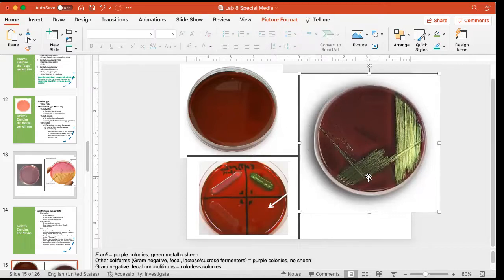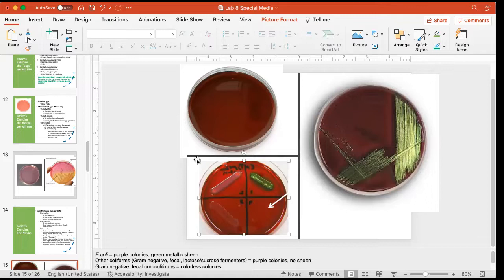Take a look at this growth. I think it's pretty obvious, right? This is what I mean by green metallic sheen. You can't even really see the purple color on these colonies because the green is so apparent. This green metallic color is characteristic of E. coli. So if you had the plate in your hand, you would be able to tell that the growth is purple, but it has this green sheen to it in the light. That's an E. coli growing.